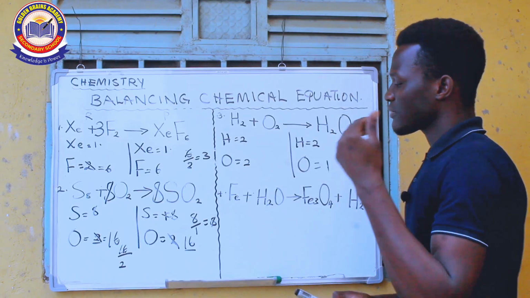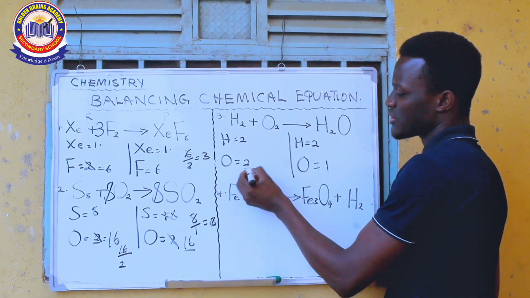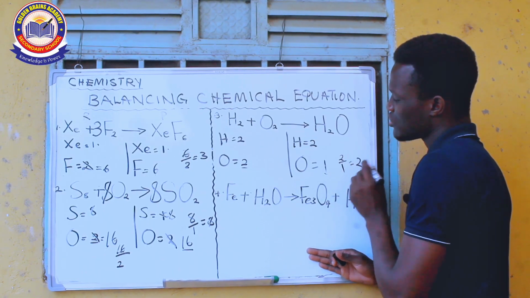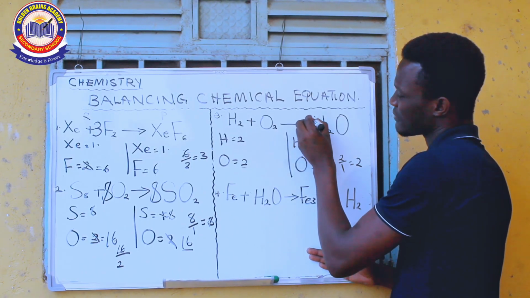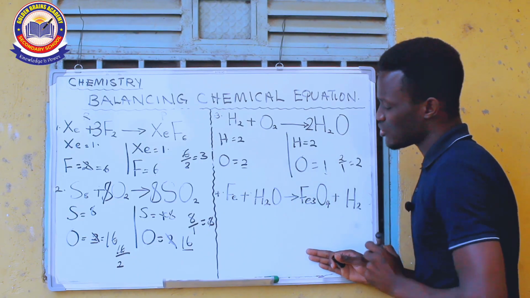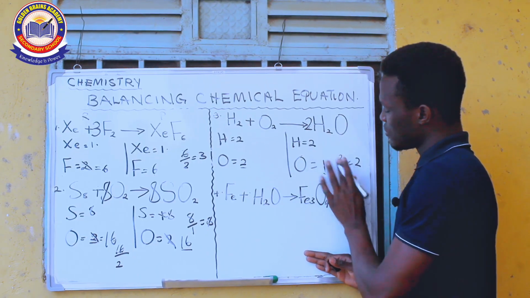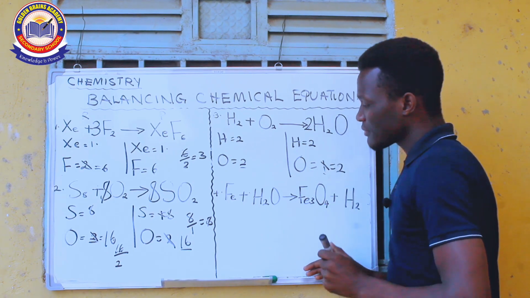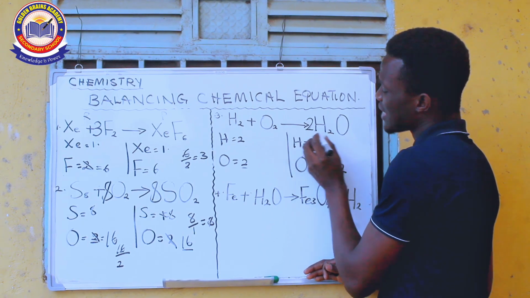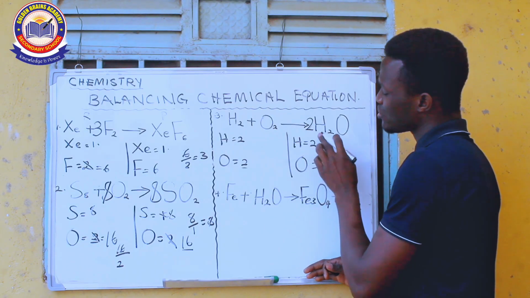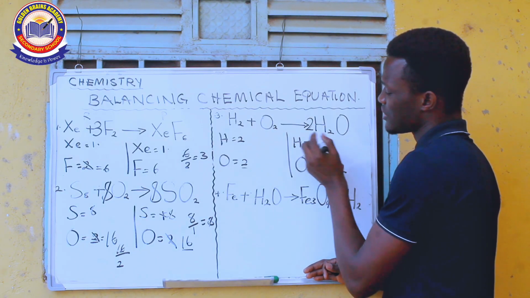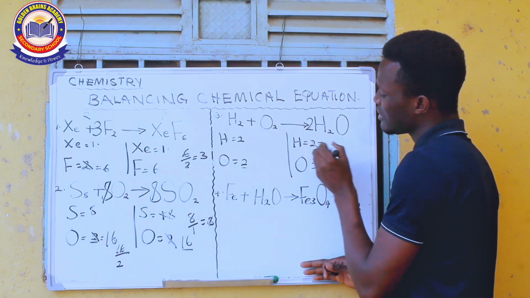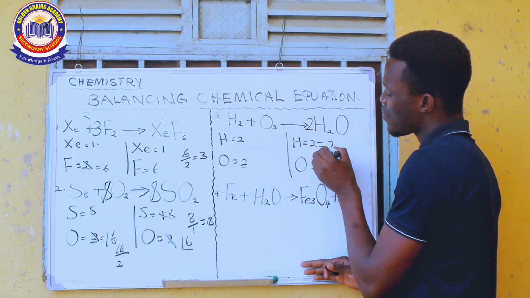Take the bigger number, divide by the smaller number. Now oxygen 2 is bigger than 1, then it's going to be 2 divided by 1. Then you're going to get 2. This 2 is the number you put here to make sure your oxygen goes to 2. Now oxygen will move from 1 to 2. But now this 2 has affected hydrogen. From being 2, now we have 4 atoms of hydrogen. This 2 times this 2, you get 4. Hydrogen on the product side will move to 4.